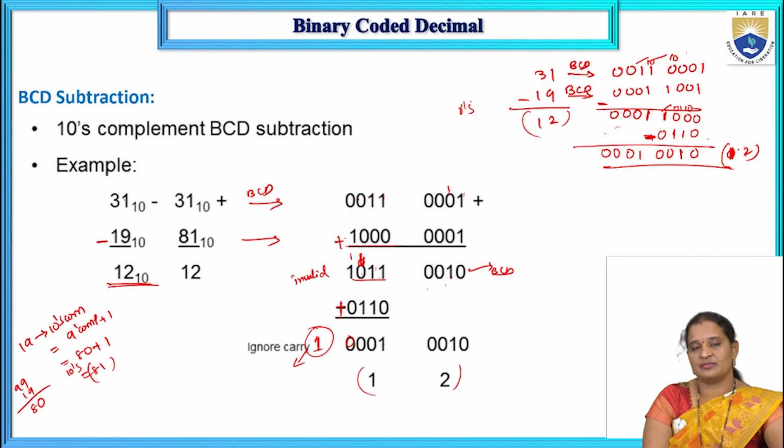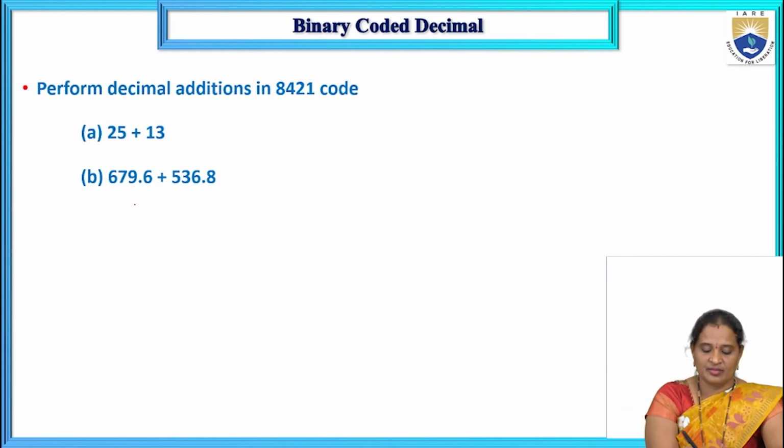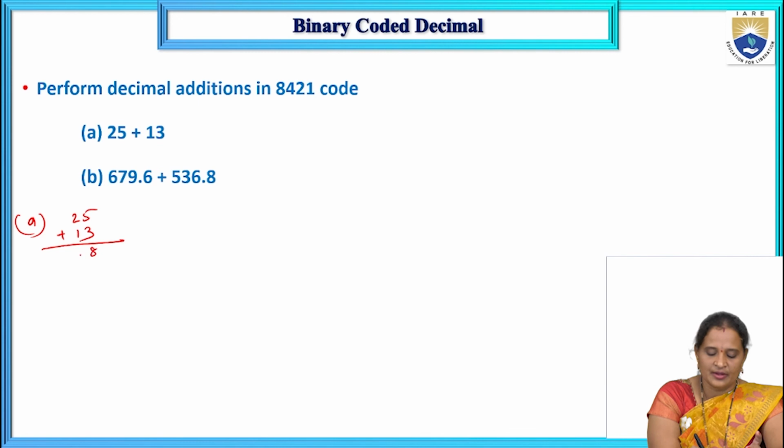Even you can also perform the subtraction using nines complement too. Okay. So if a carry is generated in nines complement, just add it to the least significant bit. Now perform the decimal additions in 8421 code. 8421 code is BCD code. Right? First take 25 plus 13. So what is the answer? 38. Now I am performing the BCD addition. So I want to write the BCD code for this one. 0010 0101. Right? 0001 0011.